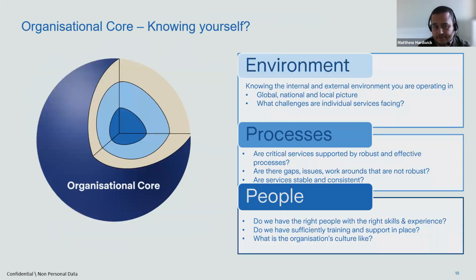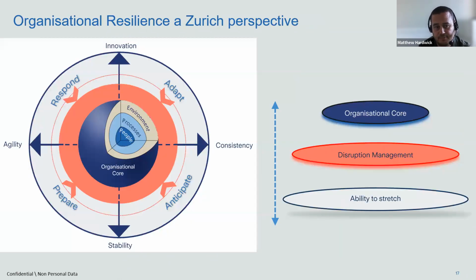All of that allows us to then feed into this overall diagram that creates this outer boundary that says this is our ability to stretch as an organization. And it allows us in some instances to take opportunities and start to develop and be a bit more innovative potentially. But we can only do that if we know our core and then we understand what our disruptions are. And that creates this overall resilience.